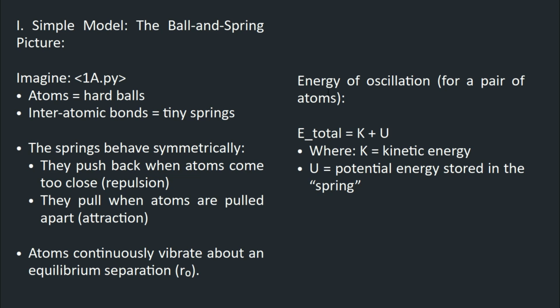Now we'll come to energy, the other graph. Energy of the oscillation. For a pair of atoms, the total energy is equal to K plus U, where K is your kinetic energy and U is your potential energy stored in the spring. Right? So we have seen this in spring system. Okay. So when we have a frictionless surface, I hope you guys remember this. Of course, this is a hypothetical situation. So if you have a wall and a very smooth surface, so basically friction is 0.